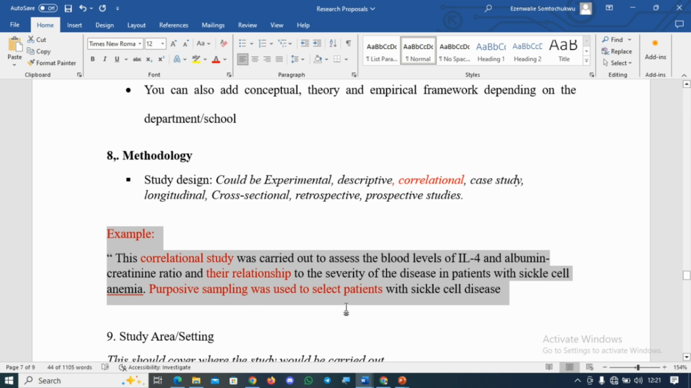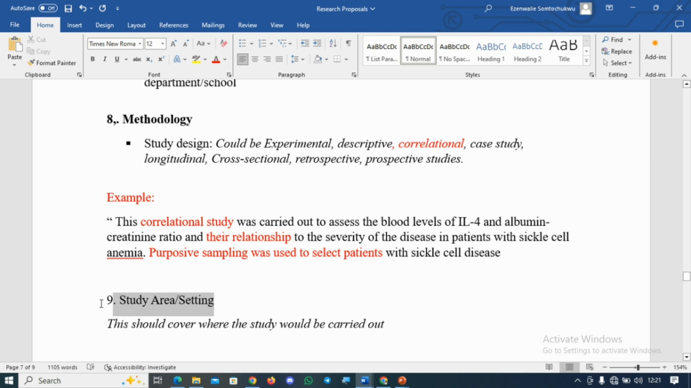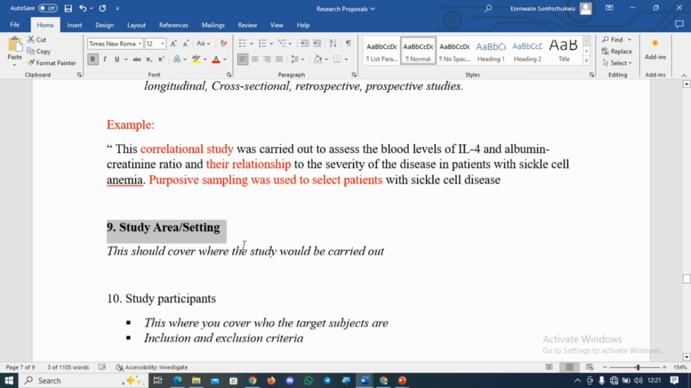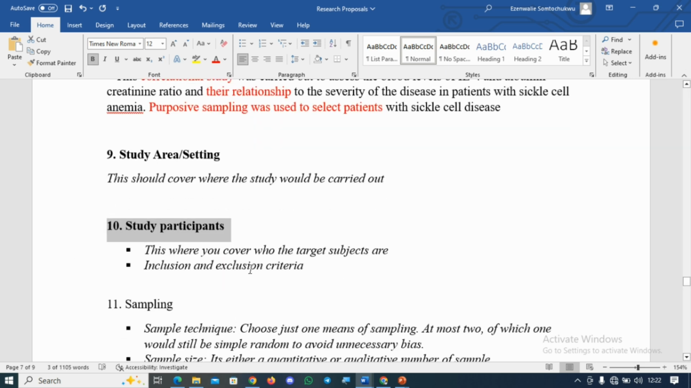Next is to tell us the area, the setting where your research will be carried out. This is where you'll be conducting your research. For us, our study is in a teaching hospital in a location called Anambra in Nigeria. That's the location of our study. Your own location might be among children in orphanages, among women, among employees, whichever be the case, mention it in this study area.